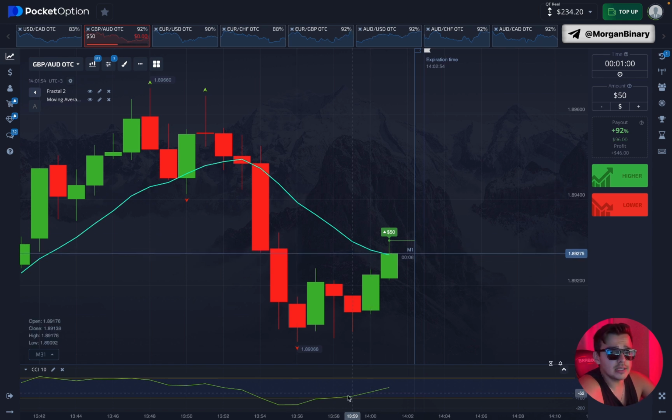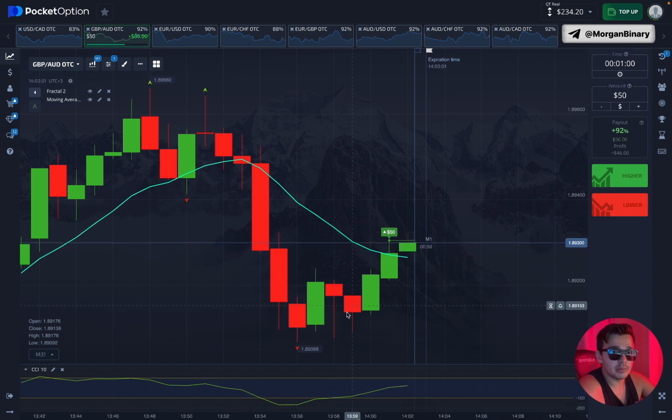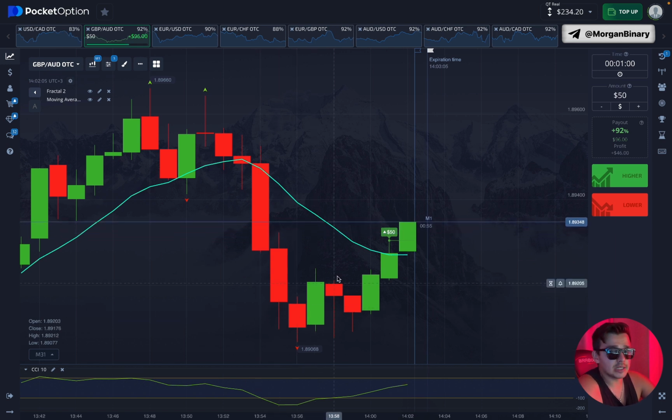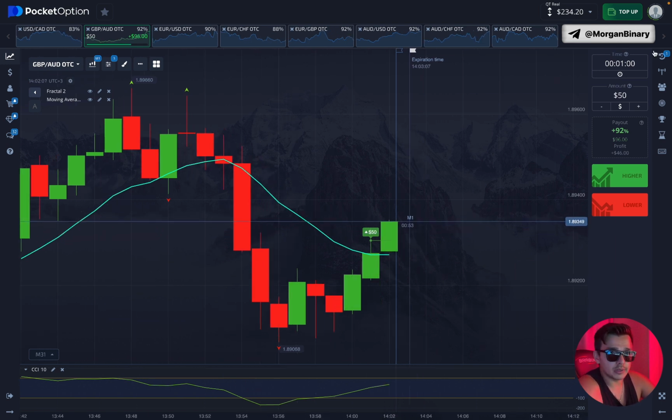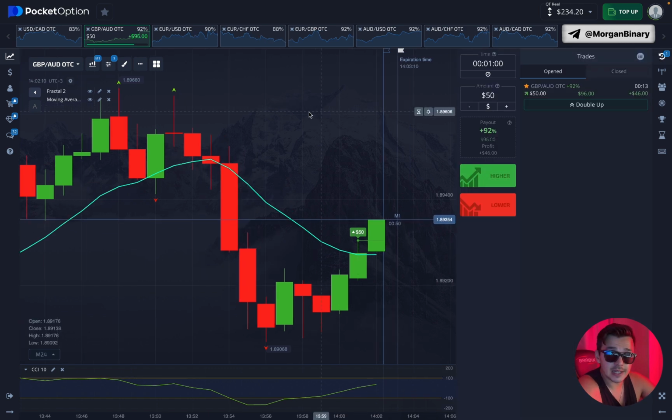I'm also seeing the price leave the oversold zone on my oscillator, and earlier we saw a local minimum forming according to the fractal. The trend is clearly signaling upward movement. Let's see the result of this trade.